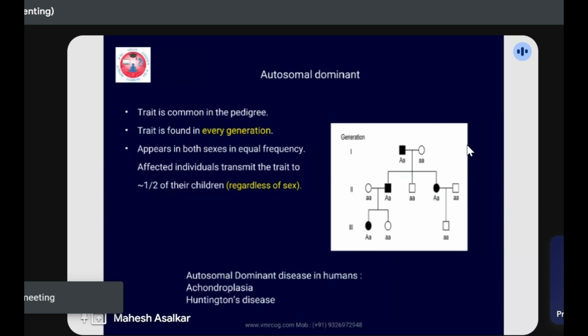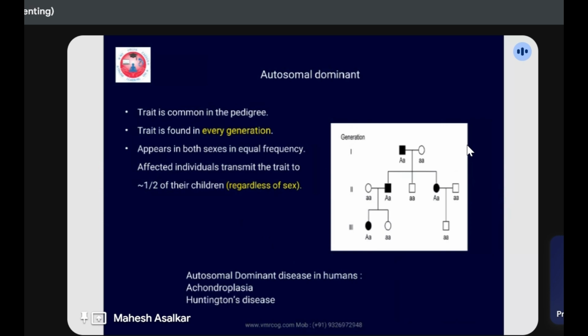Okay, look at the pedigree chart. Here the male is affected. Okay, in the next generation again you find the male is affected, the female is affected, and there is one unaffected male also. Okay, and in the third generation also you see the affection. So examples of autosomal dominant diseases are achondroplasia and Huntington's disease.